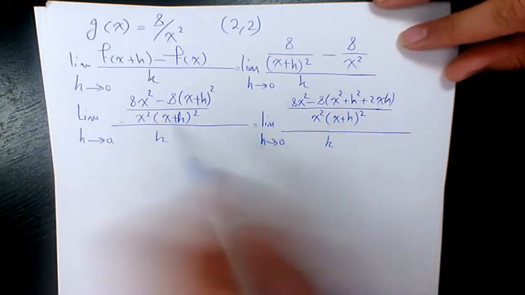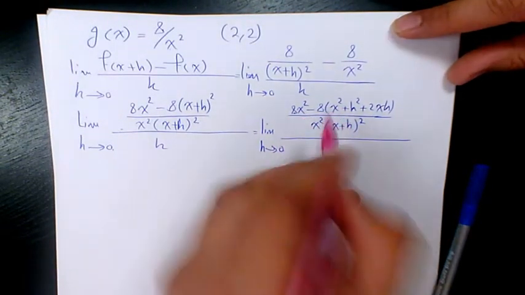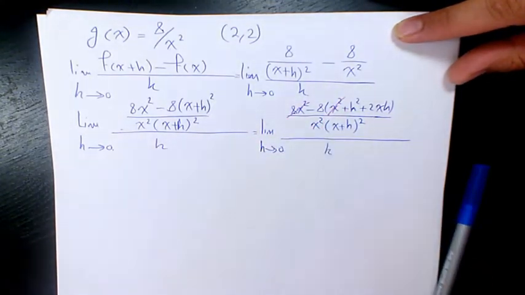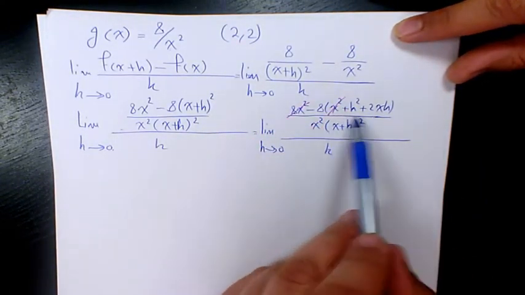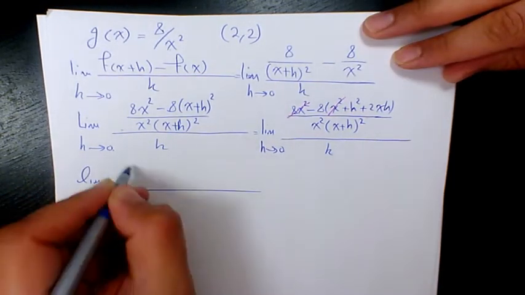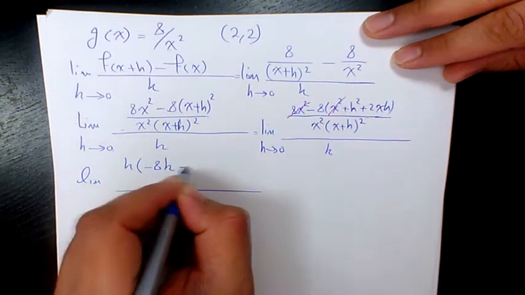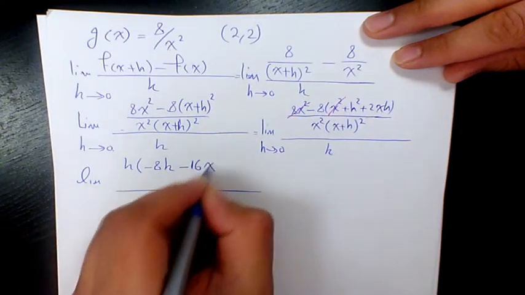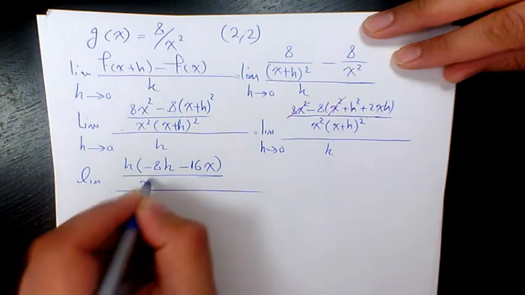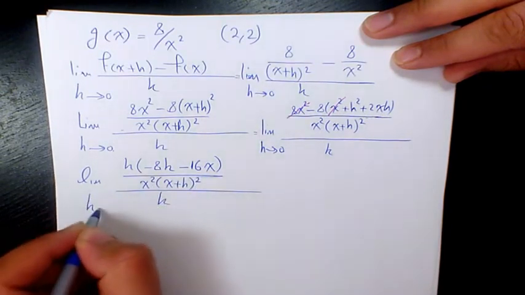Now let's simplify it. 8x squared and negative 8x squared cancel out. And then I can factor h. It's going to be negative 8h, minus 16x, divided by x squared times x plus h to the power of 2 when h is approaching 0.